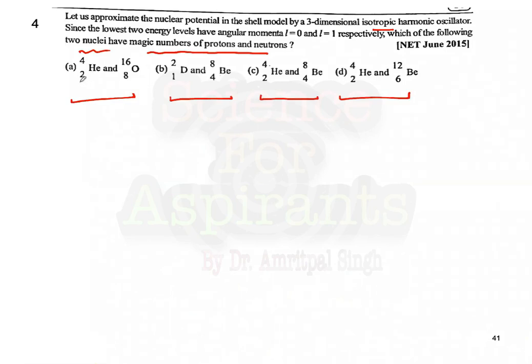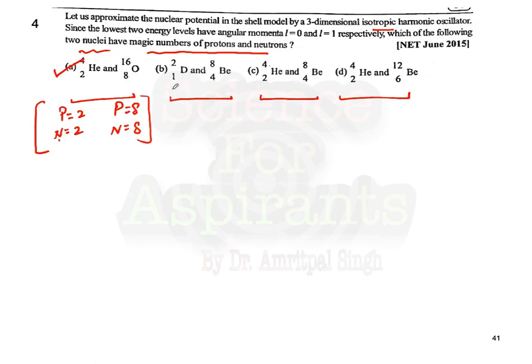If you solve for this, here there are 2 protons, and when you subtract 4 minus 2, there are 2 neutrons. Similarly in oxygen, 8 neutrons and 8 protons. So I think you got your answer. For protons and neutrons, 2 is a magic number, 8 is also a magic number. So option A is the correct option.